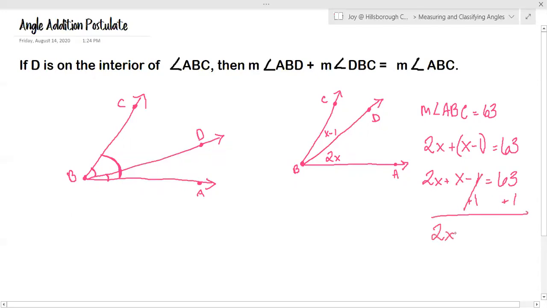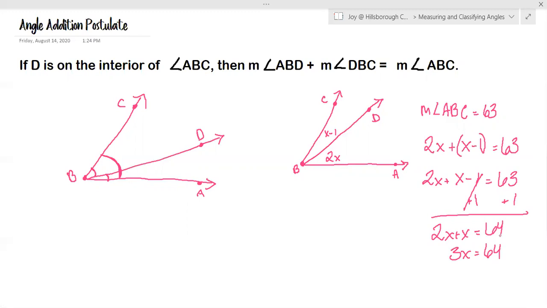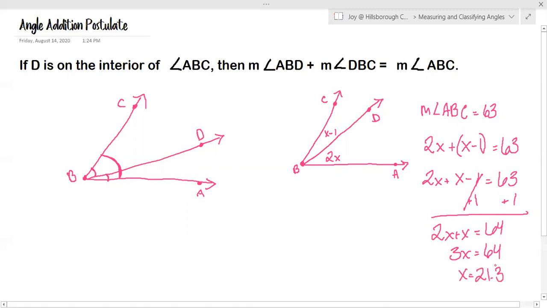And we have 2x plus x equals 64. 2x plus 1x is 3x equals 64. And now we have to take 64 divided by 3, which gives me 21.3 repeating. So x equals 21.3 repeating. Or we can leave it as a fraction of 64 over 3.